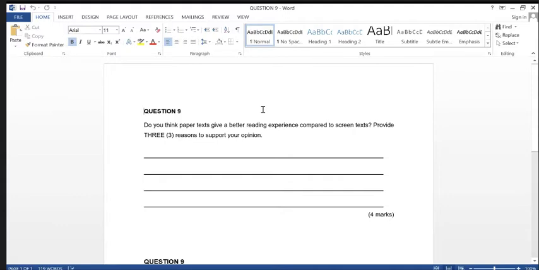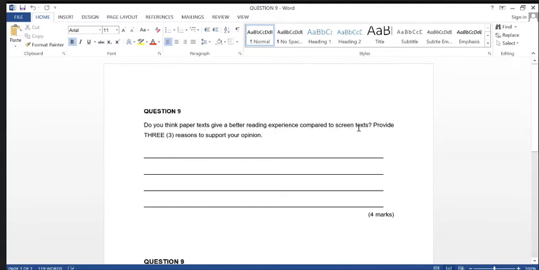Here, question 9, there is one question that they ask you. They ask you, do you think paper text give a better reading experience compared to screen text? In exam, in test, apa soalan mesti dijawab, melainkan dia kata you can choose 2 out of the 5 question, and then you boleh tinggalkan 3 question, jawab 2. Tapi when you talk about question that has no option like that, first dia dah tanya dah, do you think paper text give a better reading experience compared to screen text?